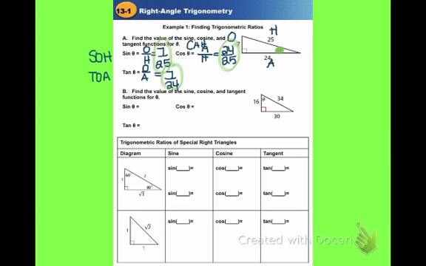So this is going to be a you try question. I want you to pause the video and give example B a try. And be sure, as you get those ratios, you want to make sure that they are in lowest terms. So reduce your fractions to lowest terms. Pause the video now.